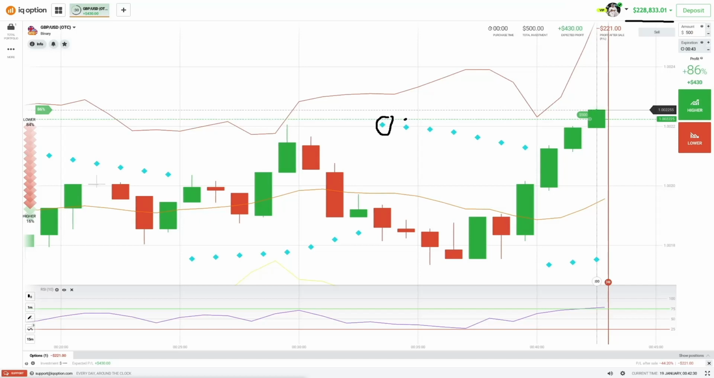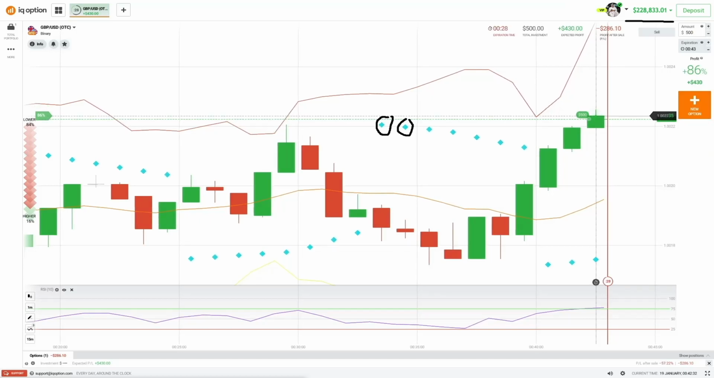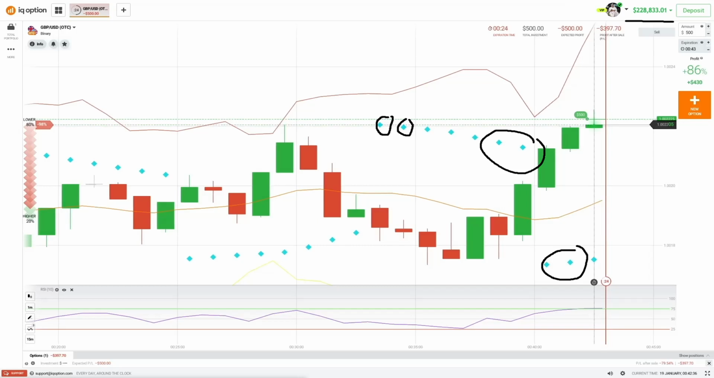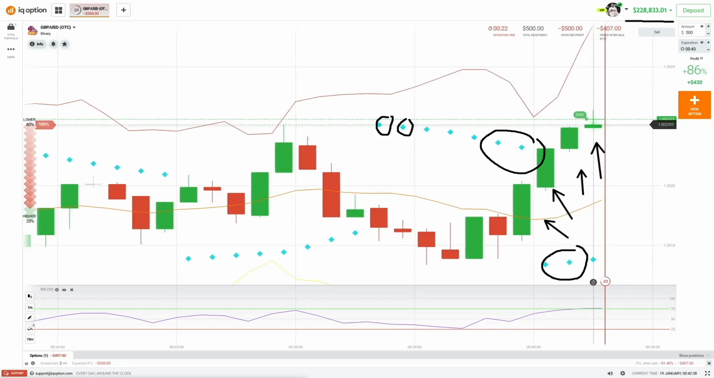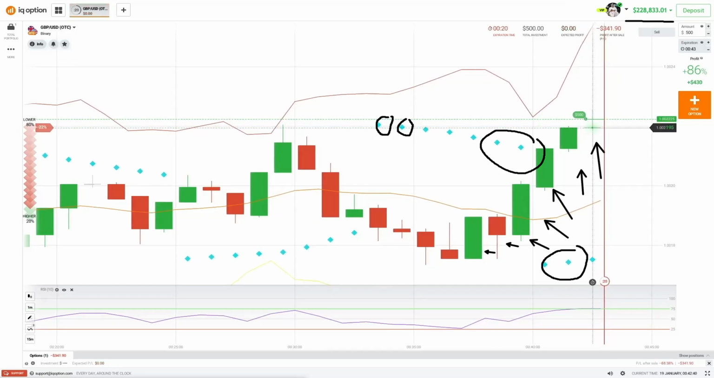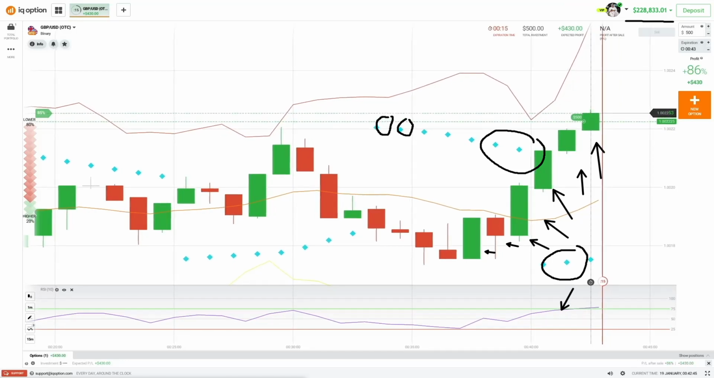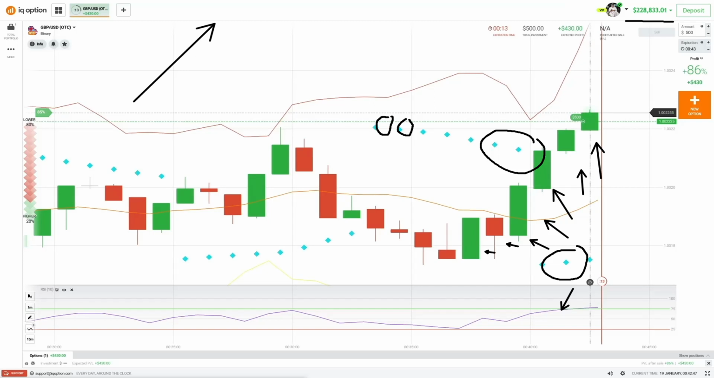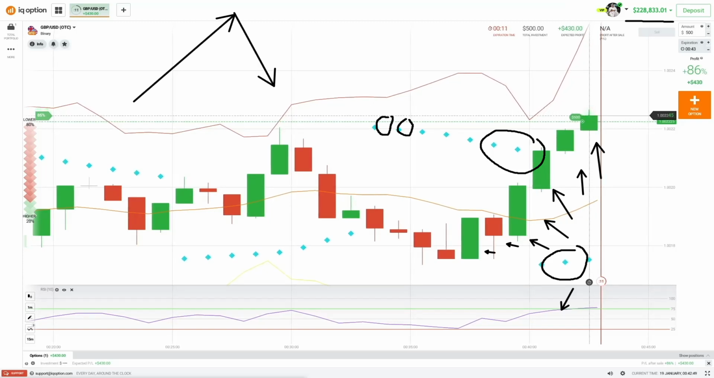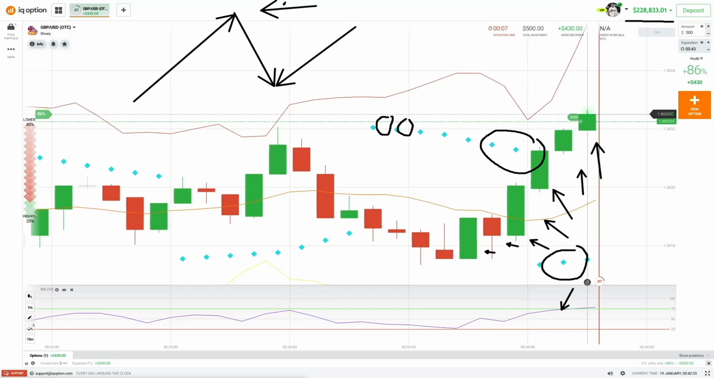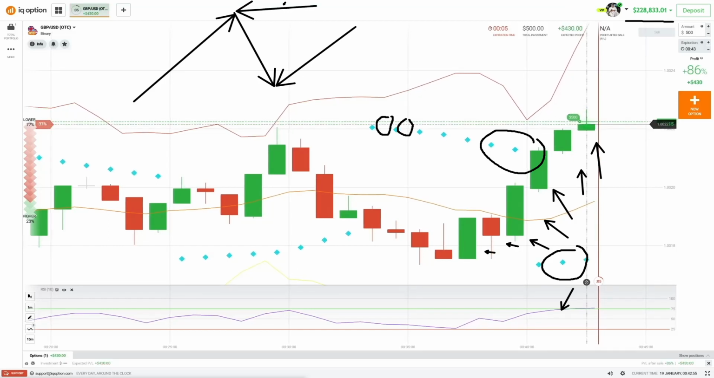As you can see, the parabolic SAR changed position from this point to this point. I'm having green, green, green, green, green. I'm also using the RSI to detect the reversals. So when the market is reversing, the market is going up, and then boom, the market is going down. But the rules that I use are different from the rules that everybody uses with the RSI.